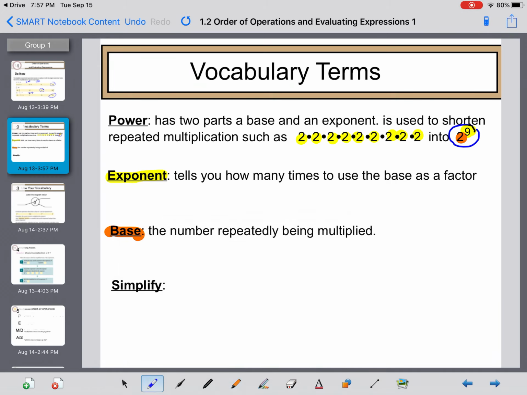Think base starts with a B. B for big, the bigger number. The bottom number, 2. 2 to the 9th. Simplify. We kind of discussed that in the do now. To make less complicated.